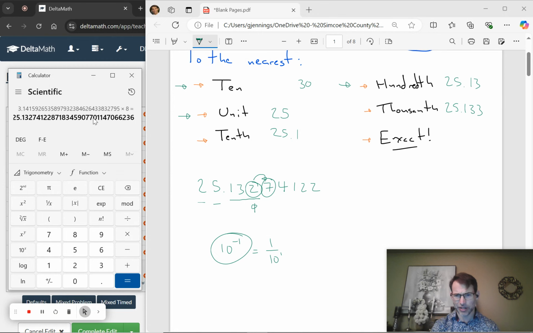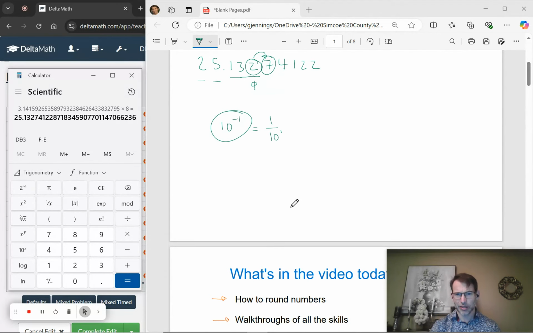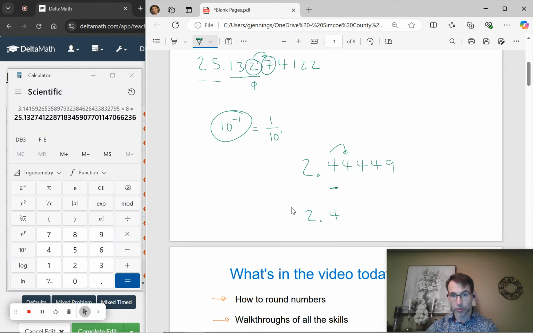Here's another strange thing that students sometimes do. It makes my face change. Let's say I have a number like 2.44449, and you ask them to round to the nearest tenths. The correct answer is 2.4, because it's very simple. You look at the next digit, see that it's less than 5, and don't round up.